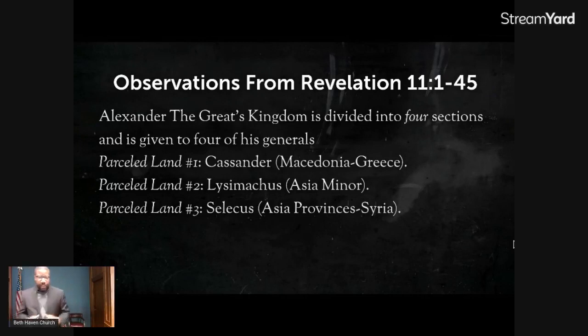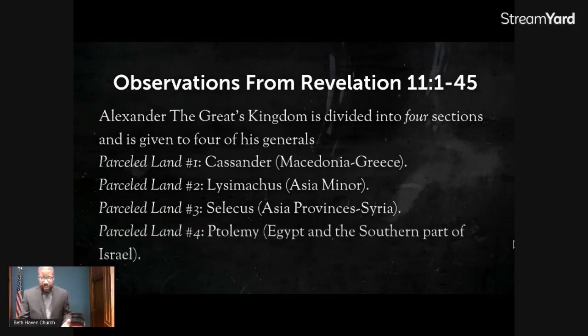Parcel land 3 is Cyrus in Asia, the provinces of Syria. So the north. Okay. And then the last parcel land is given to Ptolemy, which is Egypt and the southern part of Israel. So we have Cassander, which is in Macedonia, the Grecian part. We have El, who is ruling or governing over Asia Minor. Cyrus, who's in the provinces of Syria to the north, and Ptolemy, who is Egypt to the south.